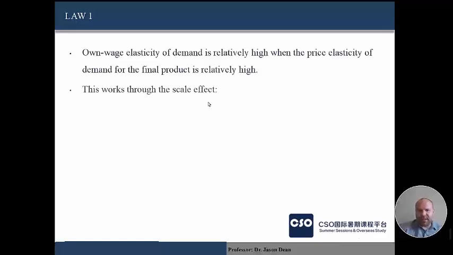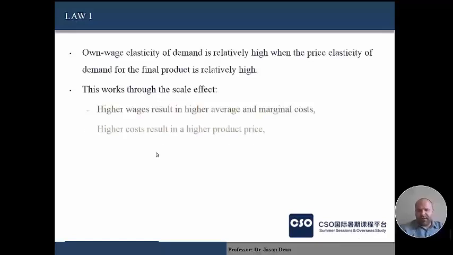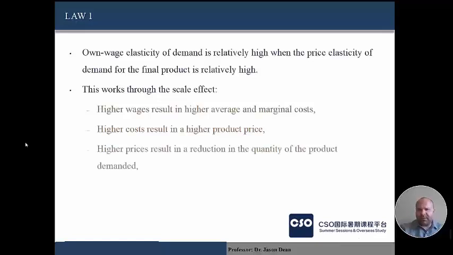So this works through the scale effect. Suppose there's an increase in the wage. Higher wages are going to increase our average and marginal costs. You can think of the marginal cost curve shifting up, as we saw before. Higher costs are going to result in a higher product price, and these higher prices then are going to result in a reduction in the quantity of the product demanded.